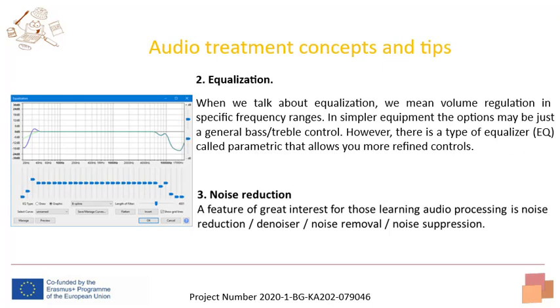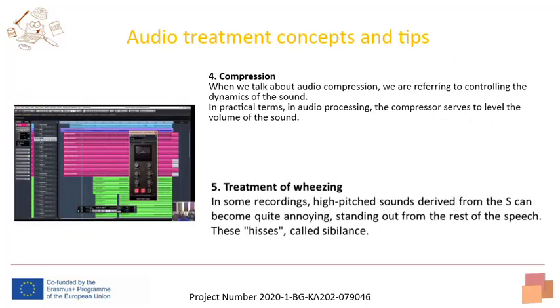When you talk about equalization, you mean volume regulation in specific frequency ranges. In simpler equipment, the options may be just a general bass and treble control. However, there is a type of equalizer, called parametric, that allows you more refined controls. Noise reduction. A feature of great interest for those learning audio processing is noise reduction, the noise suppression. Compression.